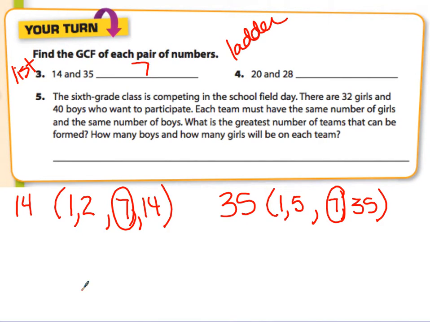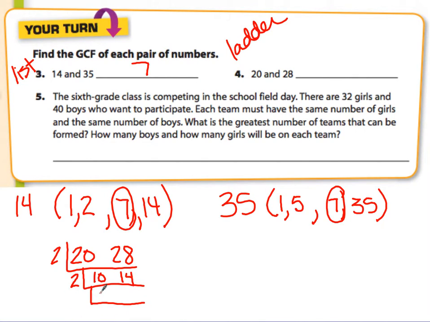Now using the ladder method, I have 20 and 28. A prime number that divides them both would be 2. 20 divided by 2 is 10. 28 divided by 2 is 14. So then now I have 14 and 10, and the prime number that can divide both of them is 2.